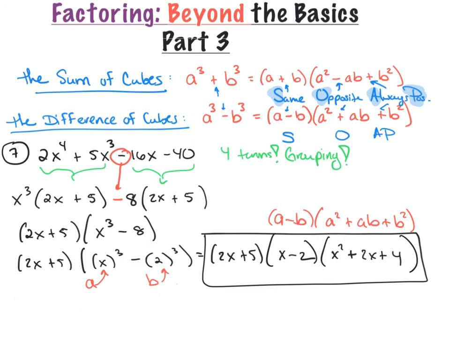And just as a quick reminder, even though x squared plus 2x plus 4 looks tempting, like it might factor, it never does. There are not a pair of numbers that multiplies to be 4 and adds or subtracts to be 2. So we're finished.